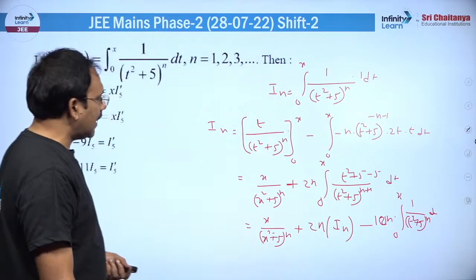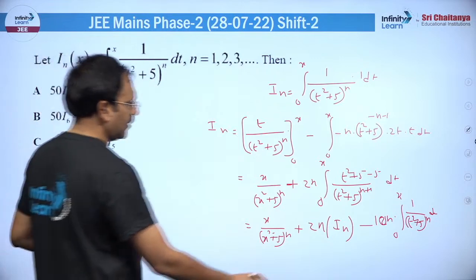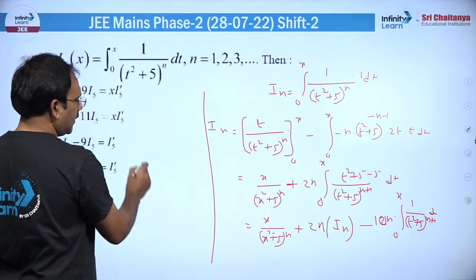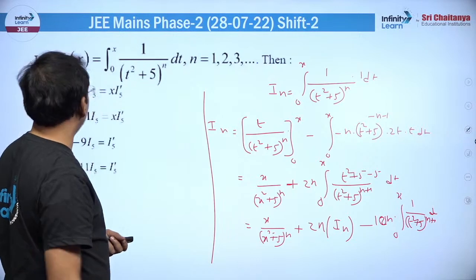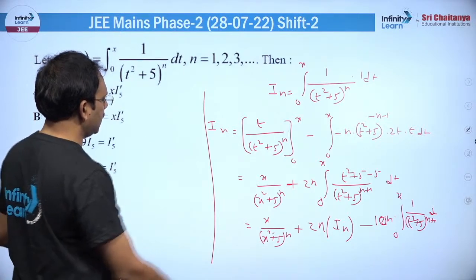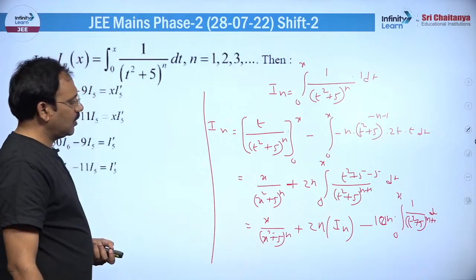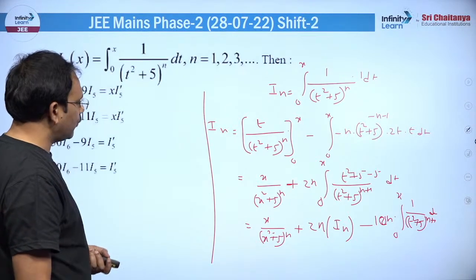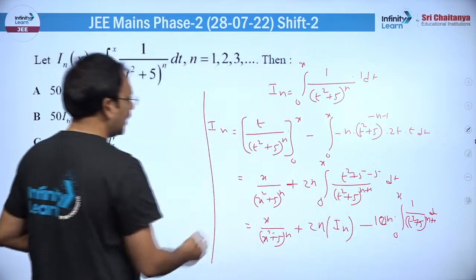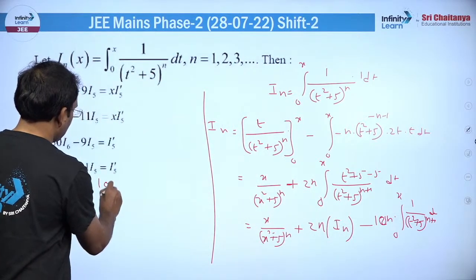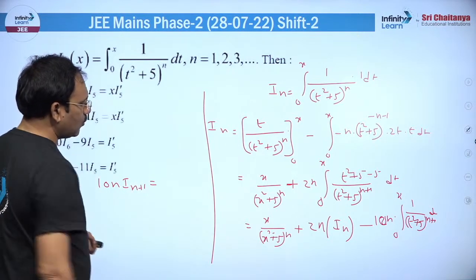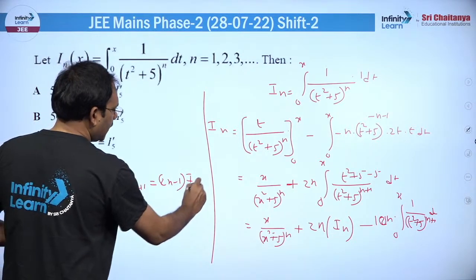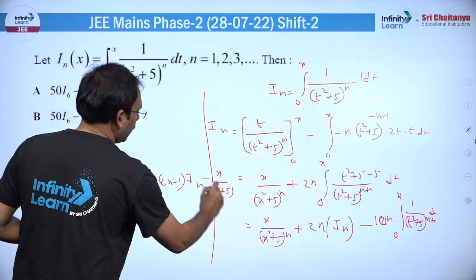You see my dear friends, that is also In plus 1. So you got the reduction formula here. I can say x into, this is the thing we need to take, my dear friends, In of x is 1 minus 2n into In is equal to 10n into integral 0 to x. To get the result, you put here this In plus 1. So 10n into In plus 1 is equal to 2n minus 1 into In minus x by x square plus 5 whole power n.